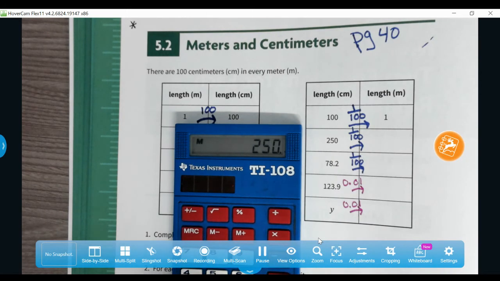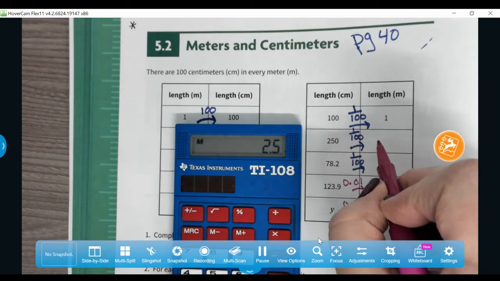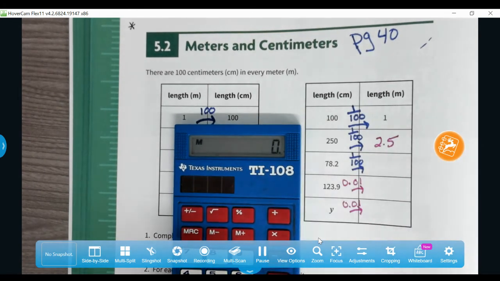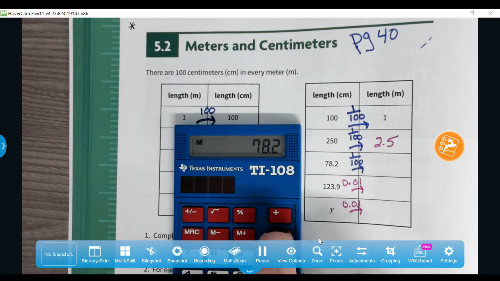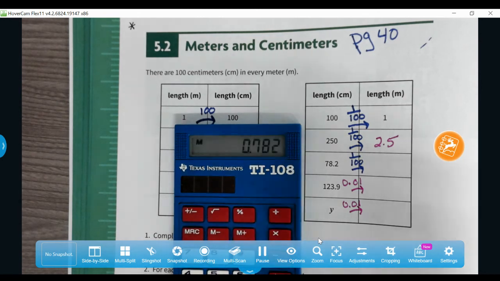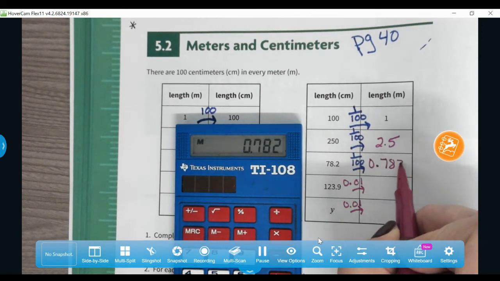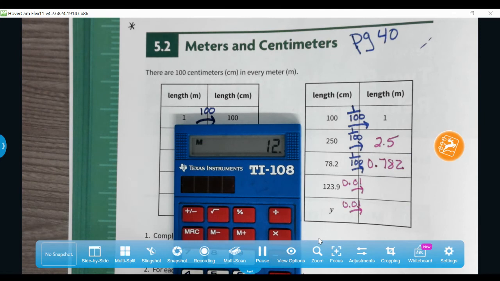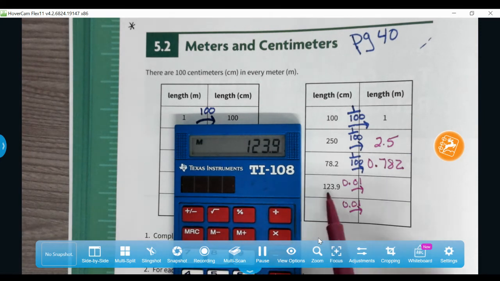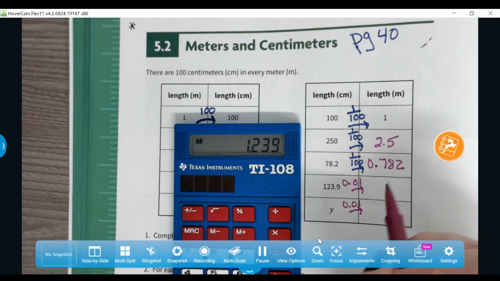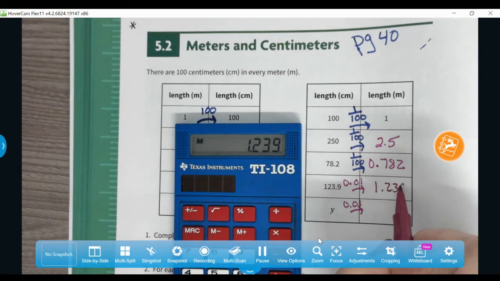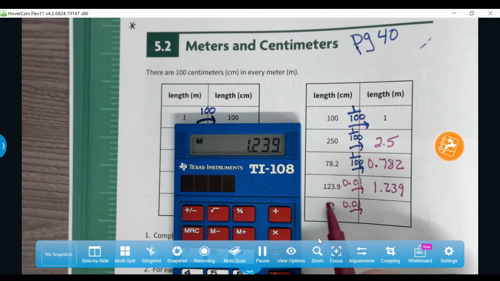And then I've got 250 times 0.01, and I get 2.5. I get 78.2 times 0.01, and I get 0.782. Okay, I have 123.9, this number right here, times 0.01, get 1.239, and now I'm back down to this kind of unknown.